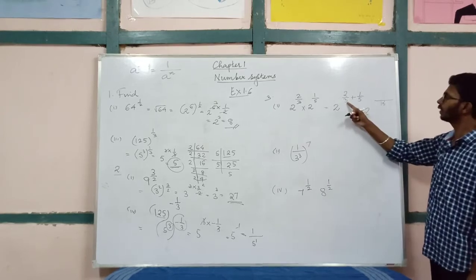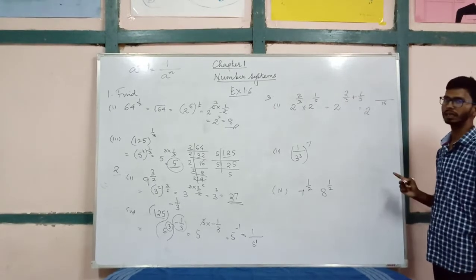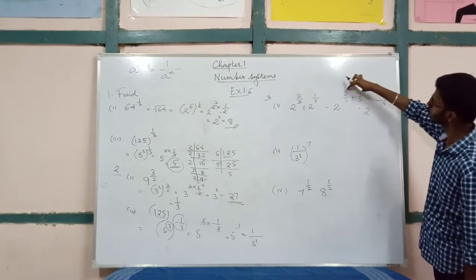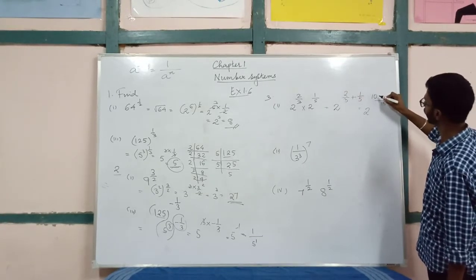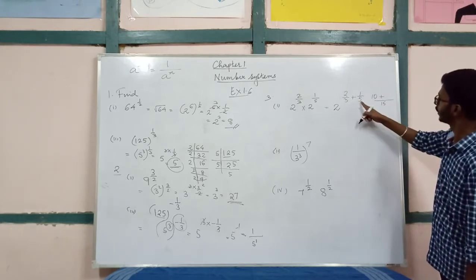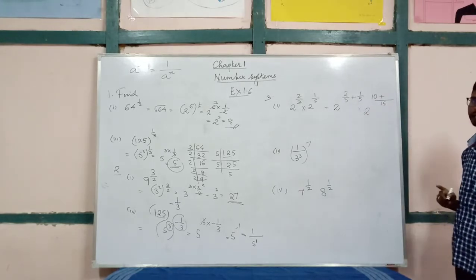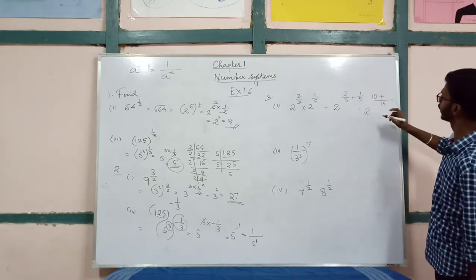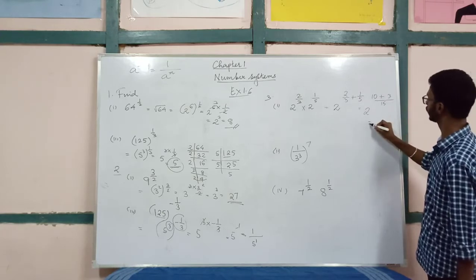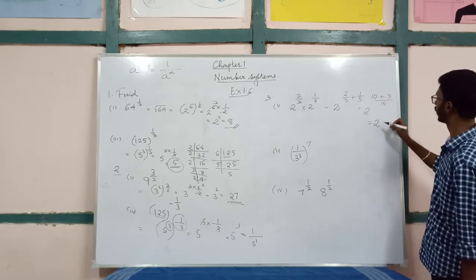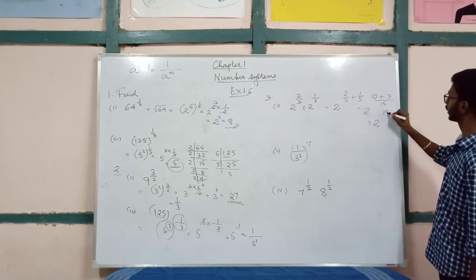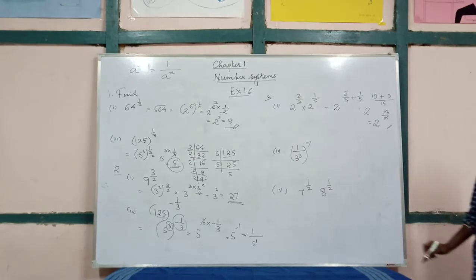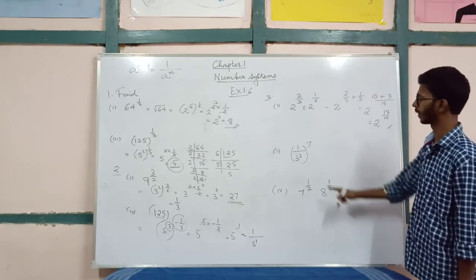In the table of 3, we get 15: 3 5s are 15. So 5 into 2 will give us 10, plus. In the table of 5, we get 15: 5 3s are 15. So 3 into this one, that is 1 3 is 3. So our final answer is 2 to the power 10 plus 3 is 13 divided by 15. Got it clear? Okay.